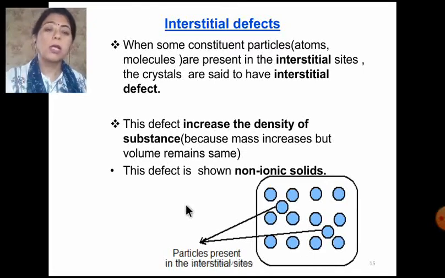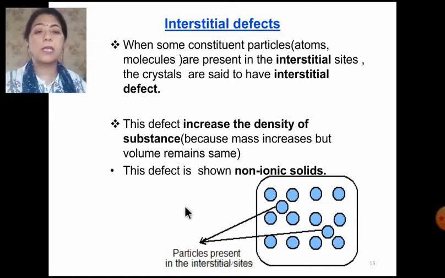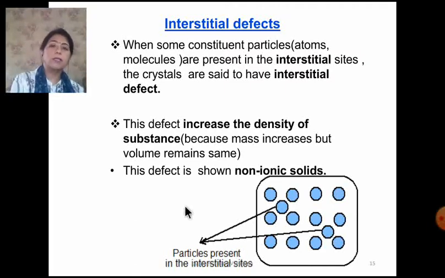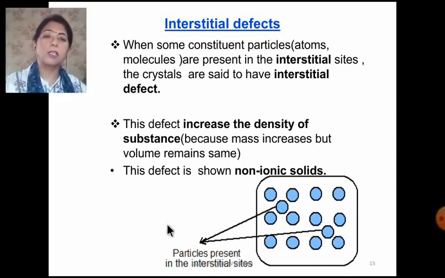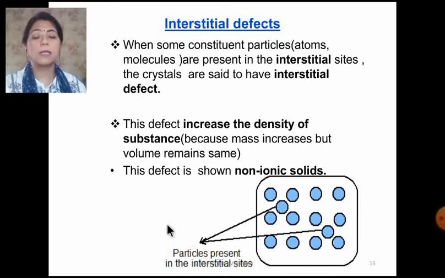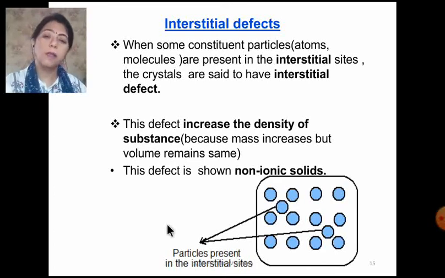Dear children, we do ask you this question: there is a defect in a non-ionic solid and there is an increase in the density. So what type of defect is there? You have to answer that it has the interstitial defect. And if the question is the opposite, that there is a decrease in the density, then your answer will be that there is a vacancy defect.